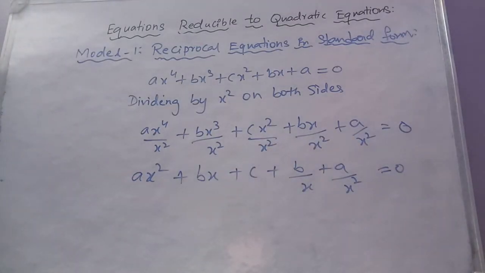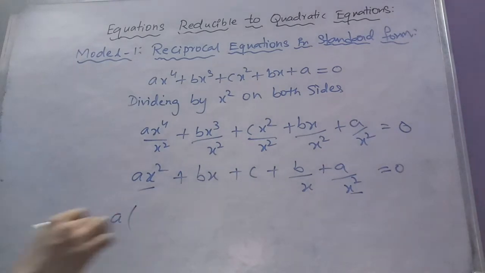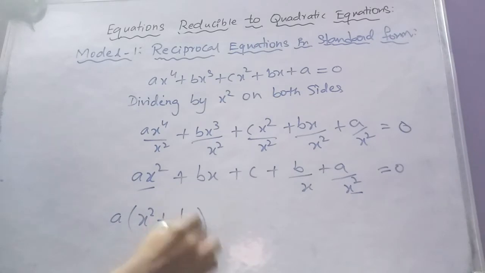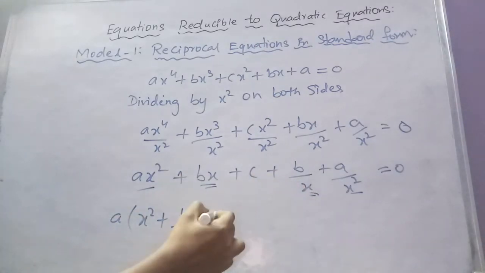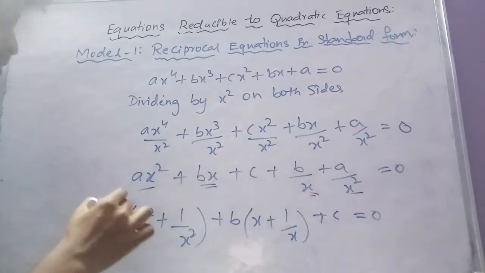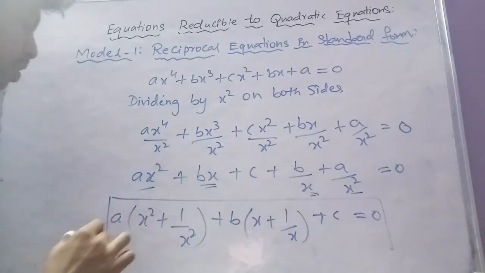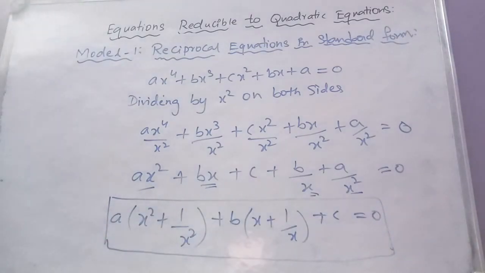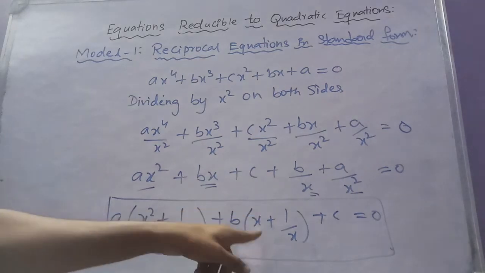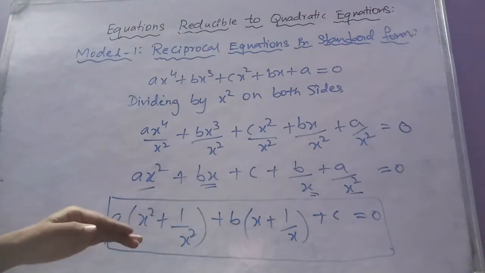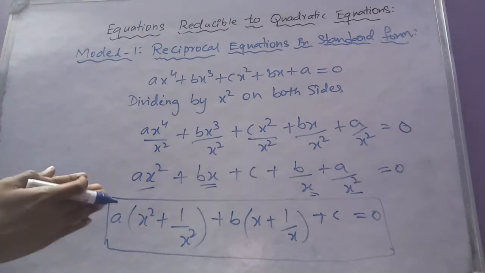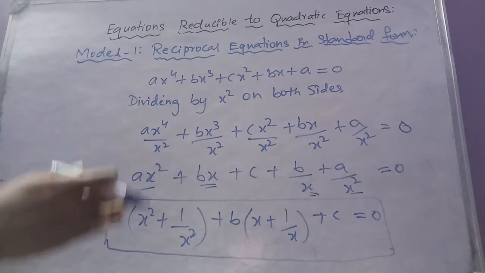So next, dear students, from the first and last terms, if I take a common, I'll get x square plus 1 by x square. And in these two terms, if you take b common, you'll get x plus 1 by x, and we are left out with a constant. From here, I'll tell you how to proceed when I consider an example. So from here, by taking x plus 1 by x is equal to t, we will proceed solving these kinds of equations. Now let me consider an example in this model and let us solve that particular example.